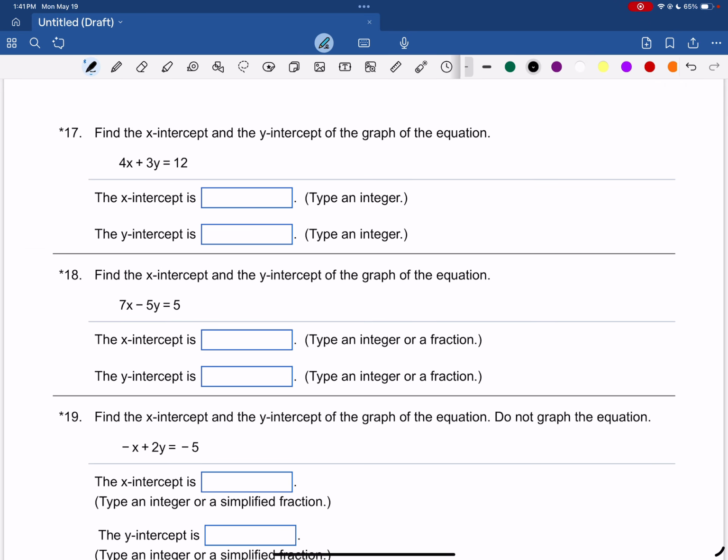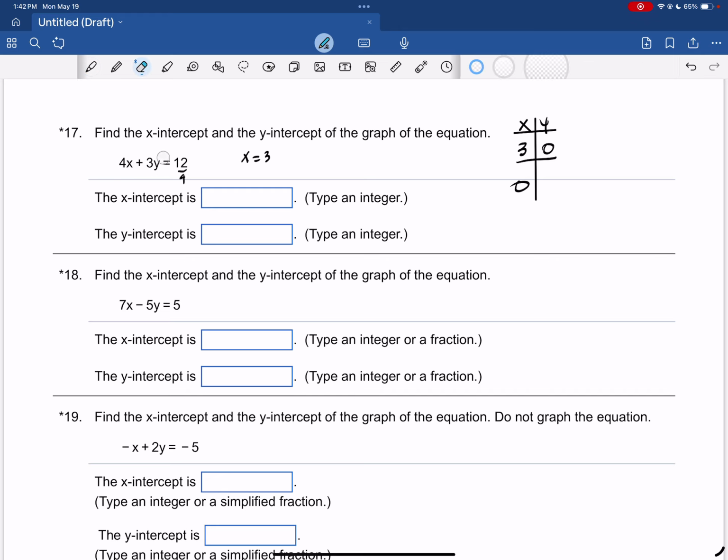So if I have 4x plus 3y equals 12, I'm going to make this chart. You don't have to do it in a table form, but it's always nice to do it that way. I just have to figure out if y is 0. So if y is 0, there's no value there. I would just have to divide by 4, and that would give me x equals 3.